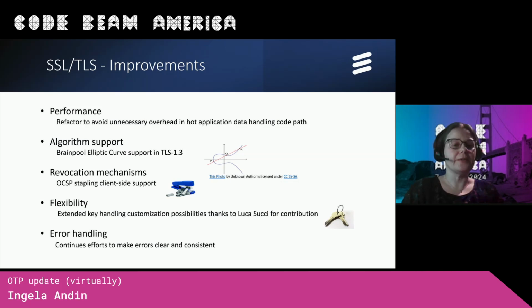When it comes to TLS, we have done lots of refactoring, and one of the gains by this is to avoid unnecessary overhead in the hot application data code path. We also added some new algorithms, more specifically Brainpool elliptic curves to TLS 1.3. These were already supported for previous versions. And we also will support OCSP stapling on the client side. And additionally, we have added flexibility for customizing the key handling. We want to thank Luca very much for contributing the code to that.